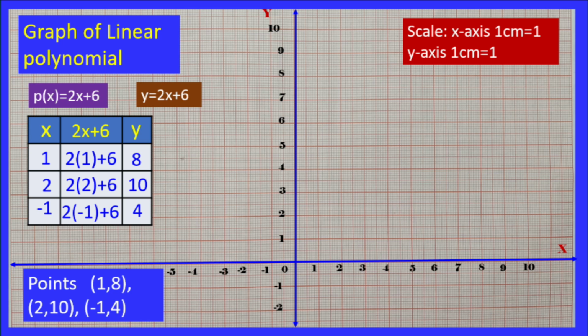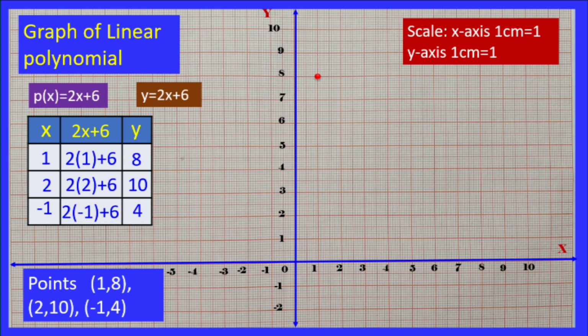As per our requirement, we need to take the scale factor here. We should observe the x coordinates and we should observe the y coordinates. So here we have 1 comma 8, 2 comma 10 and minus 1 comma 4 here. Now try to plot the points. First one, 1 comma 8. We should consider 1 on x axis, 8 on y axis. The intersection of this is 1 comma 8. Now observe this point where it is located. So there it is. Okay, like that.